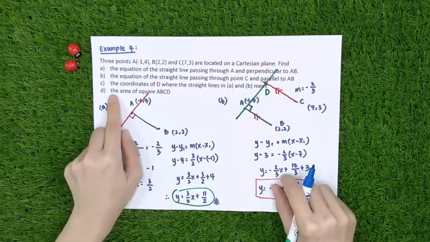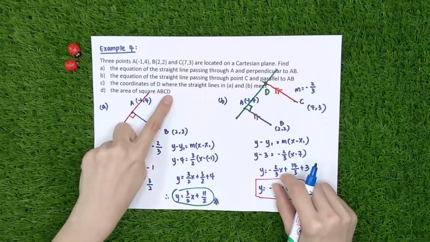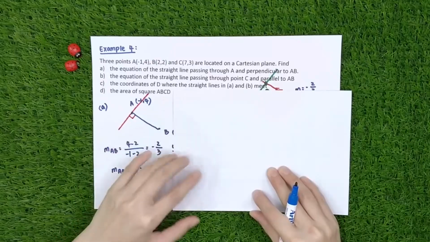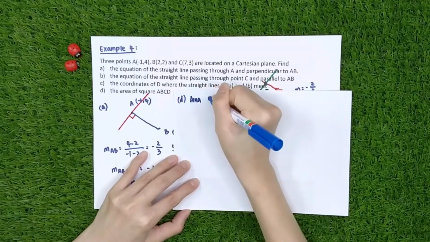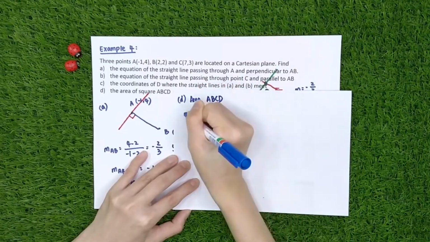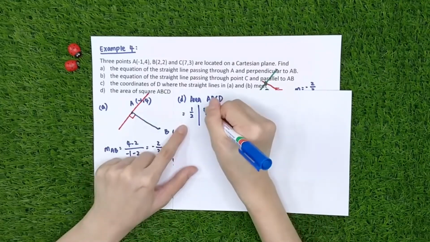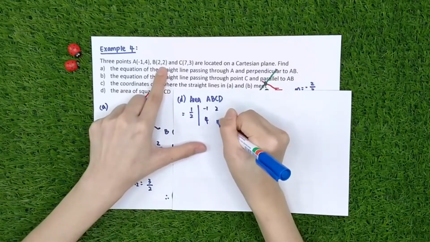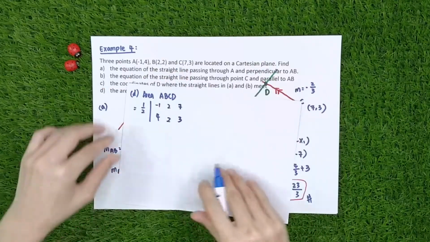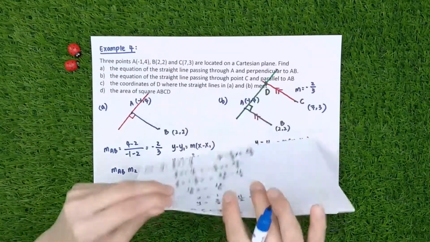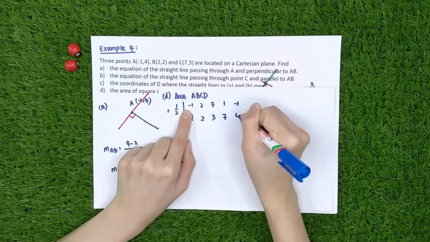Okay, let us go to part D, the area of square ABCD. Now we have to find the area of the square ABCD. So for part D, the area of ABCD equals half. Coordinate A is (-1, 4). Coordinate B is (2, 2). Coordinate C is (7, 3). Coordinate D, which we found here, is (1, 7). Coordinate A is (-1, 4).